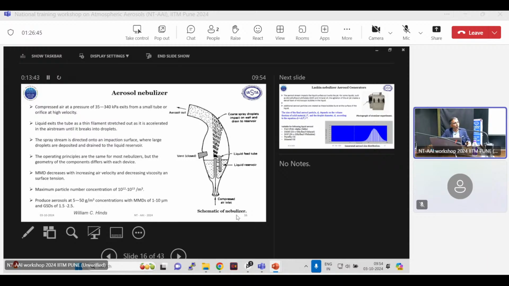And here we can achieve very high concentration, even 10 power 12 to 10 power 13 per meter cube, or we can say 10 power 5 to 10 power 6 per centimeter cube. And mass concentration we can also reach 5 to 50 gram per meter cube. And then particle size ranges, sometimes some micron, maybe 500 nanometer, but mostly it will be in 1 micrometer to 10 micrometer.